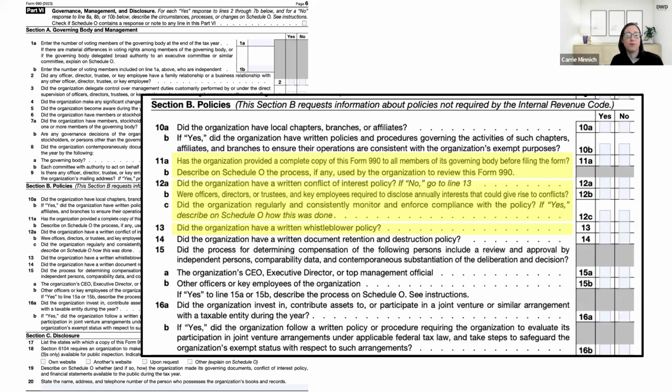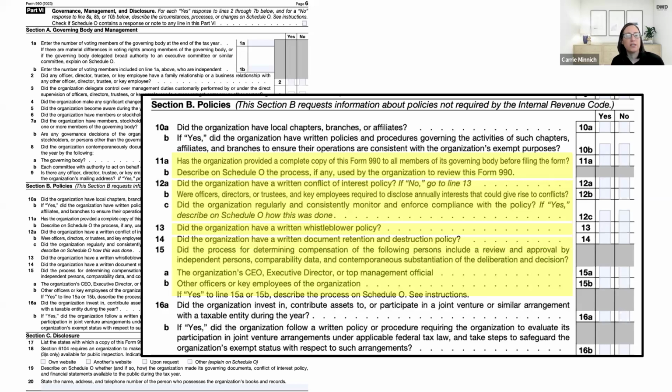Does the organization have a written whistleblower policy in place? A document retention and destruction policy in place? So again, if you don't have these policies in place, I would highly recommend that you put them in place. We do have sample copies of these, so if you would like a copy, please let us know. We'd be happy to email that to you afterwards. But if you don't have these in place, we highly recommend that you consider putting them in place. Not only to answer this question yes, but it also is just best practices to have these policies in place.